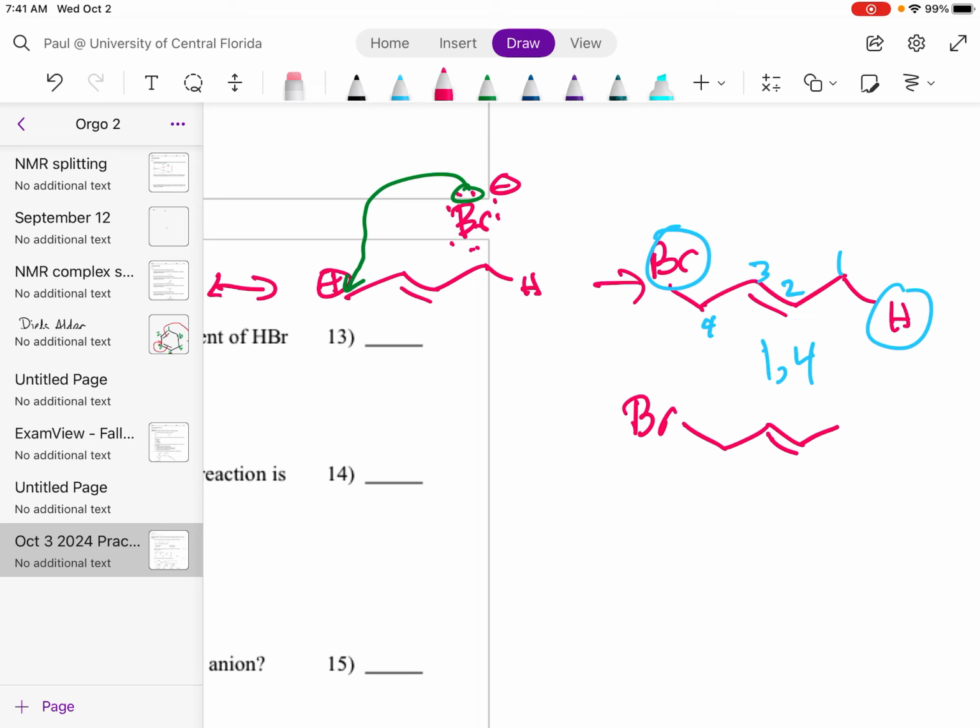Okay. So how do we name this compound? It'd be 1, 2, 3, 4. So 1-bromo, 2-butene. So that would be that guy.